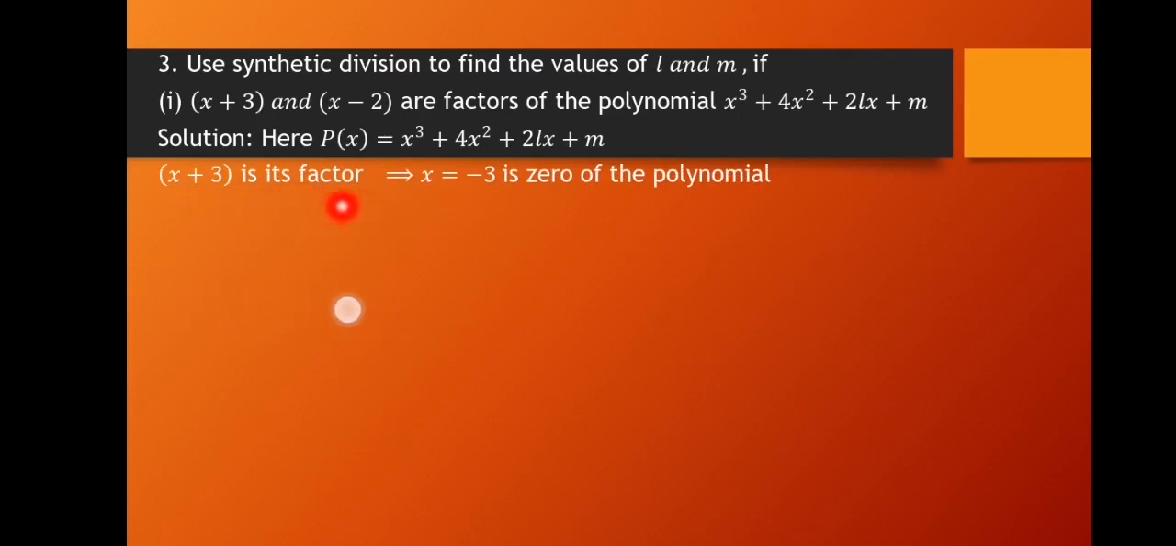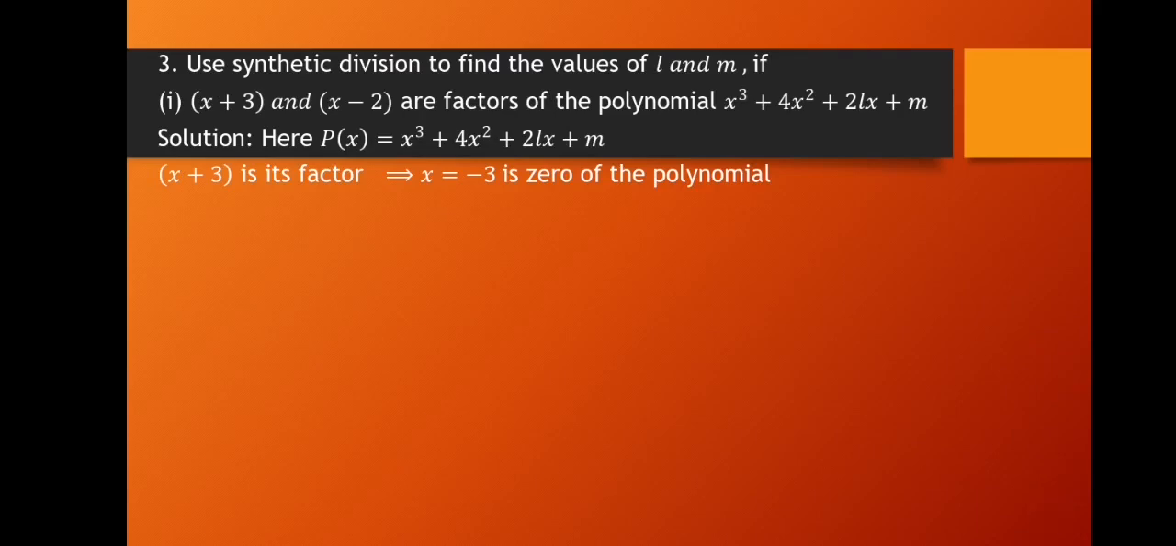x plus 3 is its factor. It means that if we take it as equal to 0, x is equal to minus 3. So x is equal to minus 3 is the 0 of the polynomial. Since it is given that these two are the factors of the polynomial, it means that if this polynomial is divided by these two, the remainder will be equal to 0. So if x plus 3 is its factor, if we find the value of x as a single number, then that number is to be considered the 0 of the polynomial. So here x is equal to minus 3, a 0 of the polynomial.